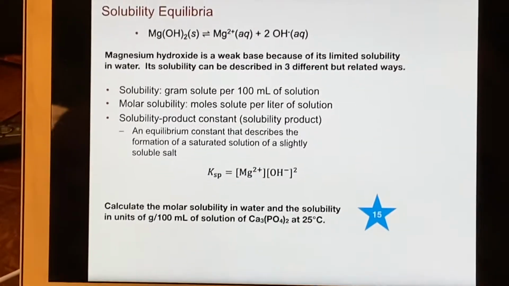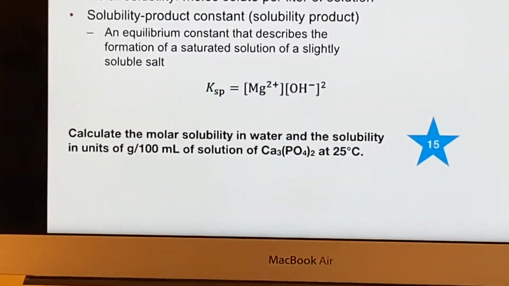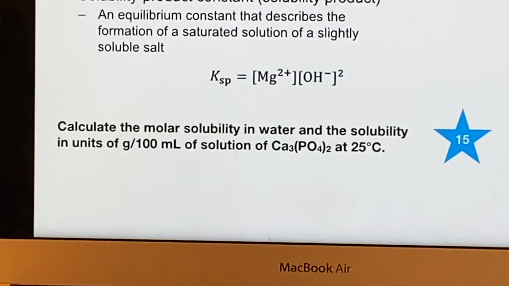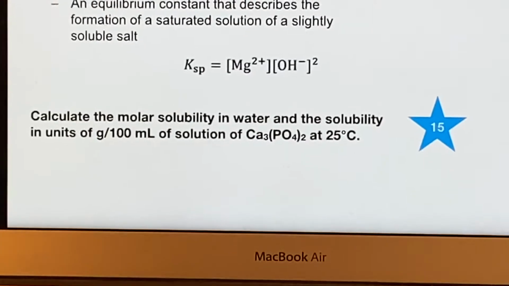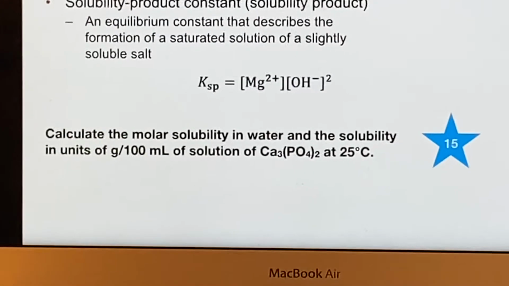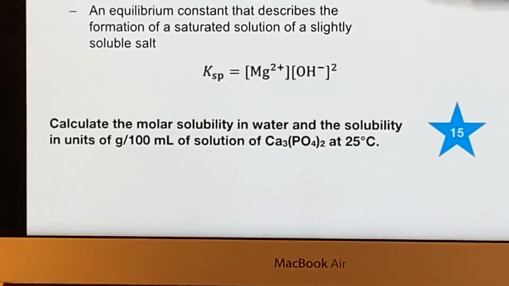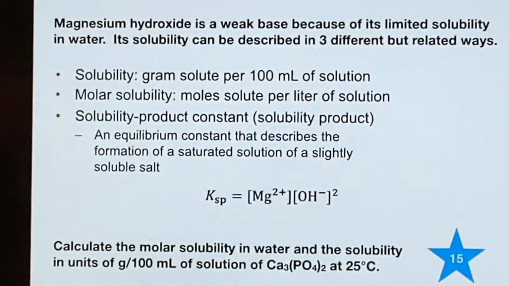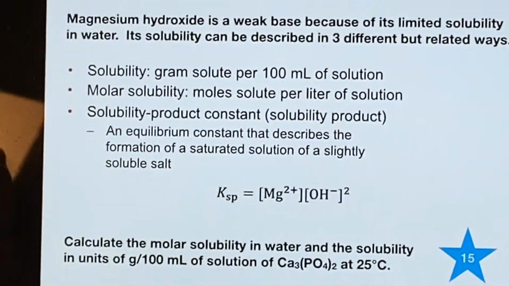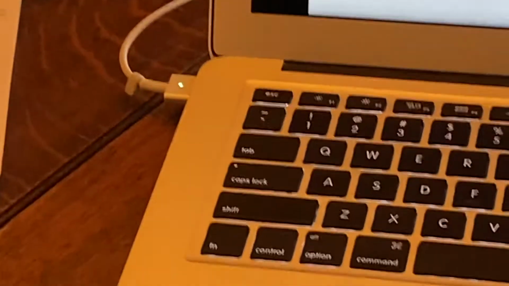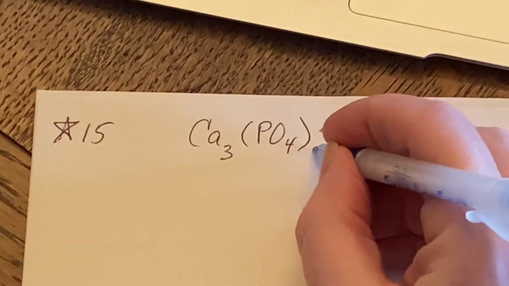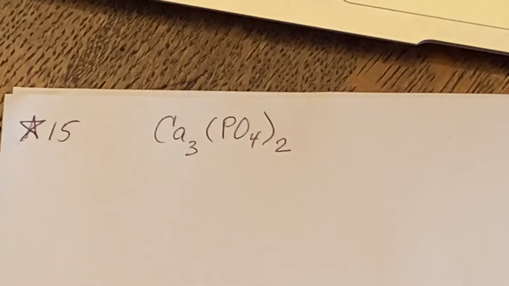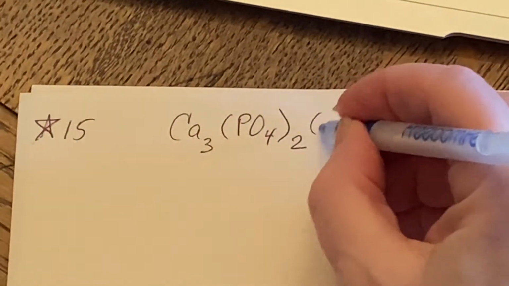We are going to do one where we calculate something. We're going to calculate the molar solubility and the solubility in units of grams per 100 milliliters. So we're going to do these first two on this. And what we have is calcium phosphate. Oh boy, that's a nice formula. Well, how is that going to form an equilibrium?